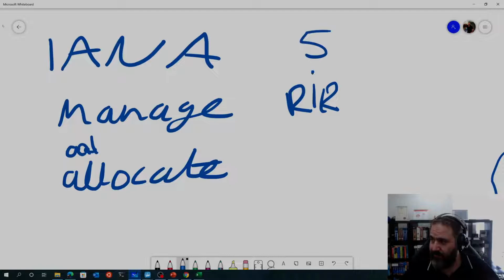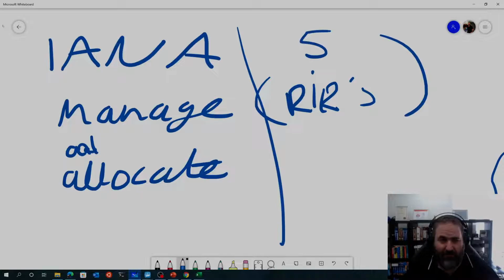Now they'll allocate it to 5 RIRs. There's Asia Pacific, APNIC, so that's Australia, New Zealand, Indonesia, China, India. Then there's RIPE, covering Europe, Russia, and a lot of the Central Asian countries, Iran, Uzbekistan, Saudi Arabia, those kinds of countries, and then all of Europe. Then there's Africa, which is AfriNIC, I think. Then South America, which includes Mexico, and then ARIN, which is the big one, US and Canada.